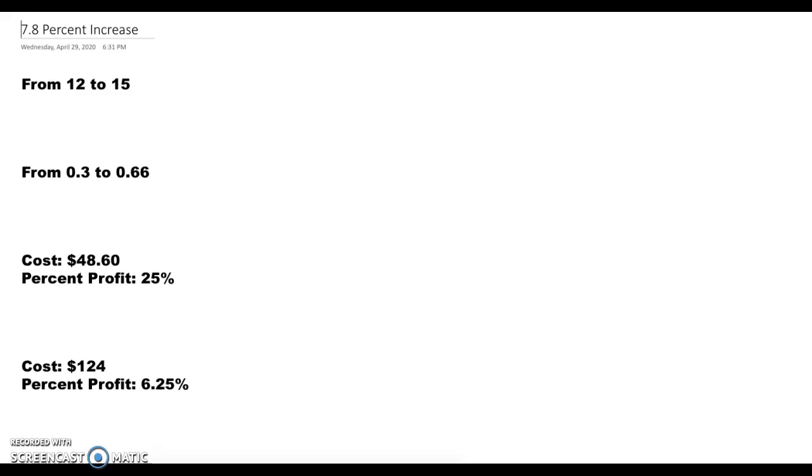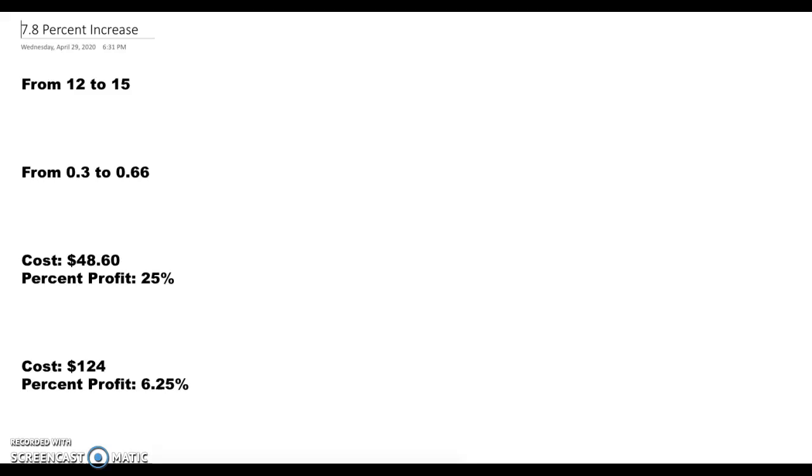Today we're going to go over percent increase. The challenge of this section will be that we have to put the right numbers in the correct order to get the correct answer. That's going to be the tricky part, but I'm going to show you how to do it.